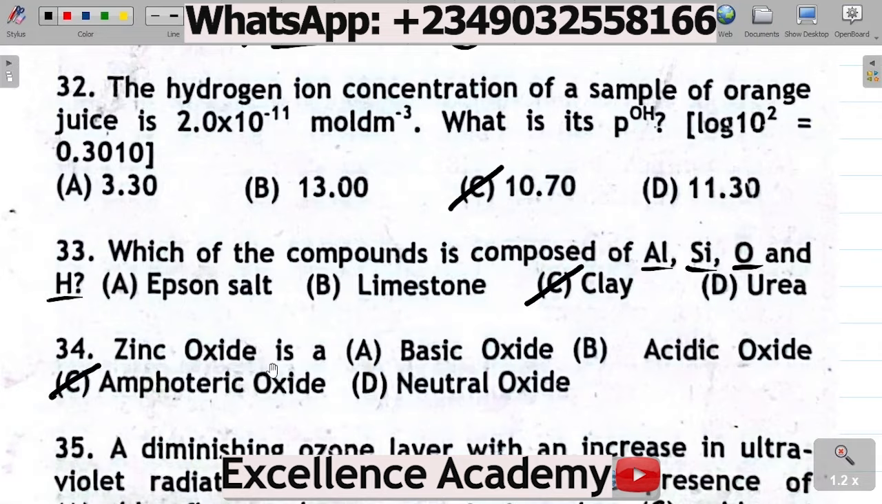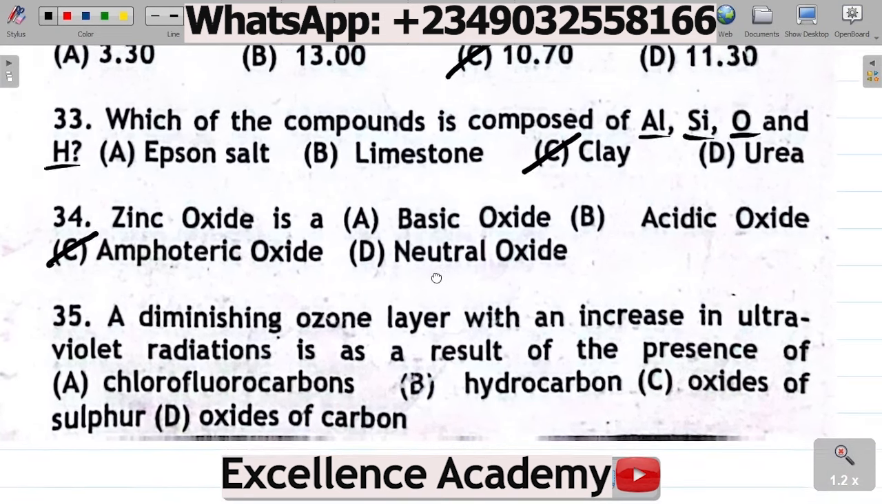When we talk about amphoteric oxides, these are oxides which act both as an acid or as a base under different conditions. That means they have both acidic and basic properties, which means they can turn red litmus paper blue, and in some instances, they can turn blue litmus paper red. So zinc oxide is amphoteric. It acts as an acid and also as a base. C is the correct option.